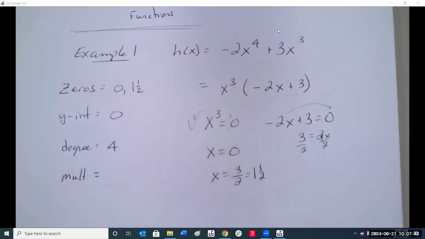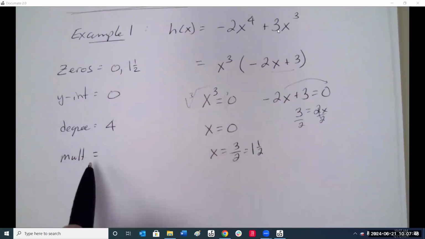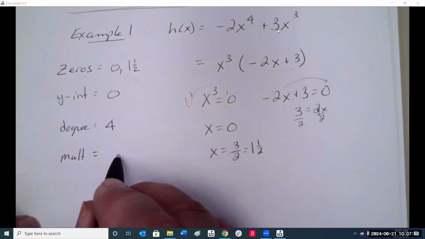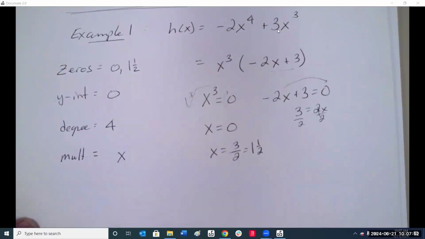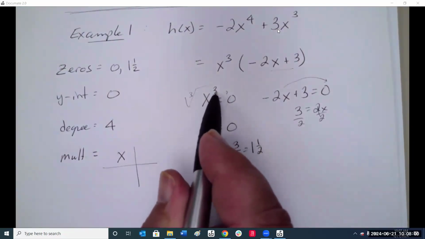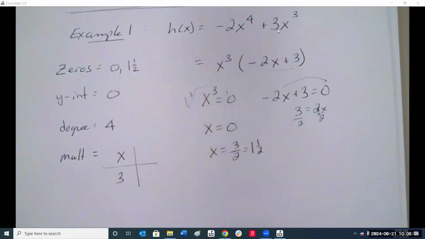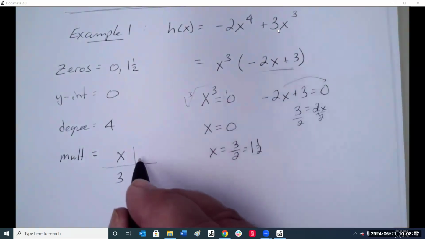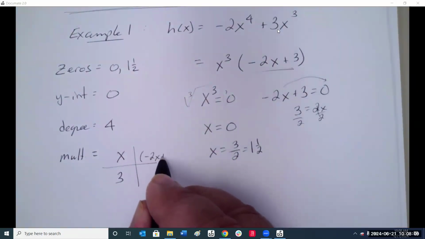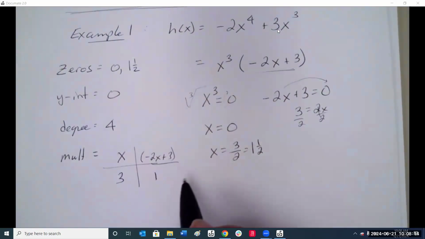And what are the multiplicities? I should have done this earlier. The multiplicity for the first one, x, is 3. The exponent is its multiplicity. The other one is negative 2x plus 3. Its multiplicity is 1. If we add those together, we get 4, which is our degree.